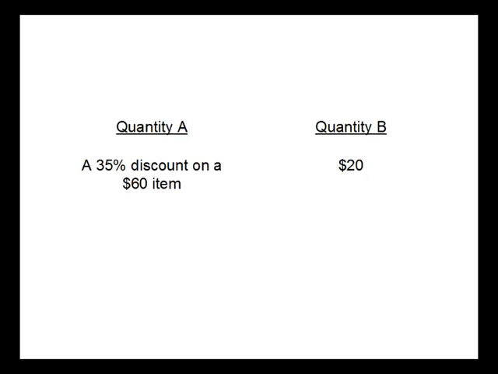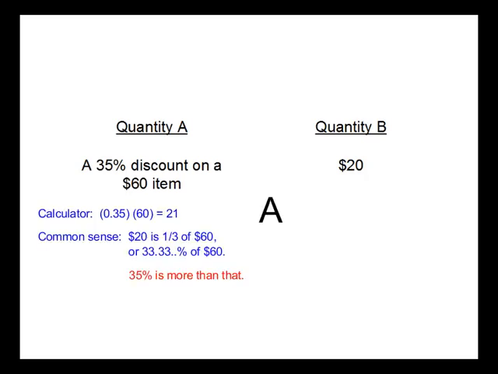30 seconds is not much time, but there's also not much math to do here. Even if you did the calculation manually, it's doable in 30 seconds, but certainly with a calculator, it's pretty fast. So 0.35 times 60, that's a $21 discount.